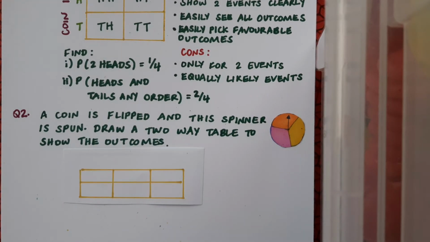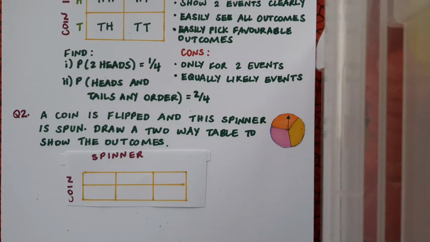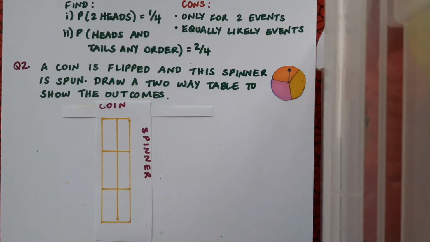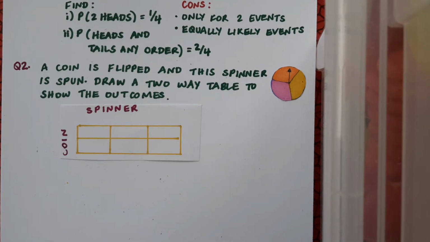So I've drawn my grid. Notice that I've left 3 spaces across the top because I've got 3 options in the spinner and then 2 down the side for the coin. And of course, I could also do it the other way around if I liked, with coin across the top and spinner down the side. It makes no difference as long as all the outcomes are shown.